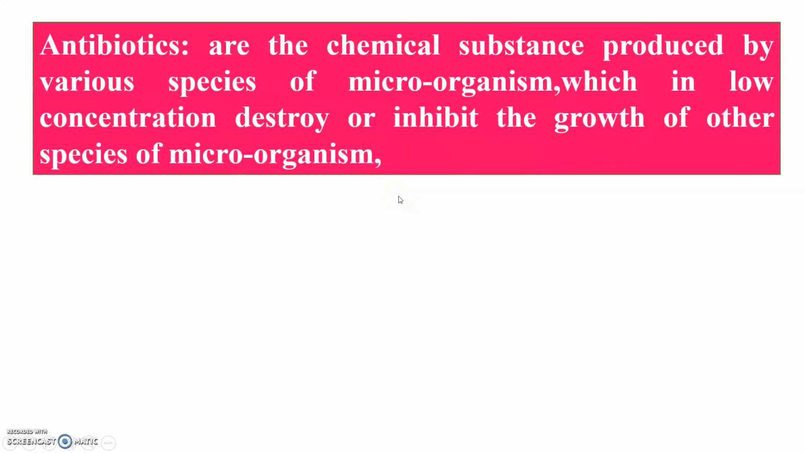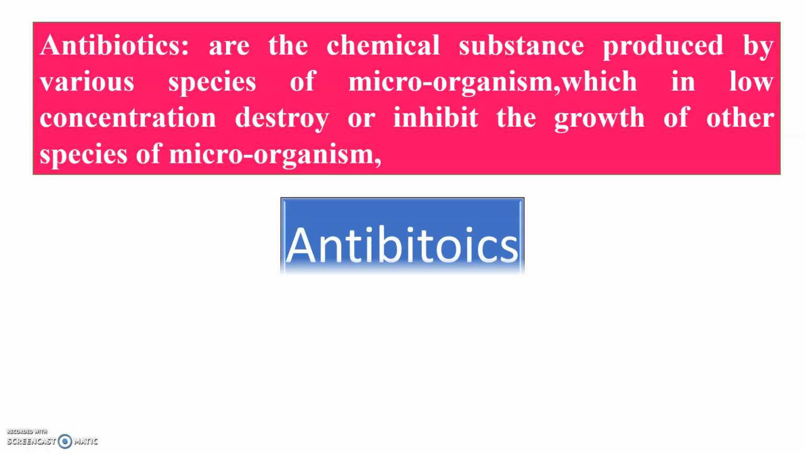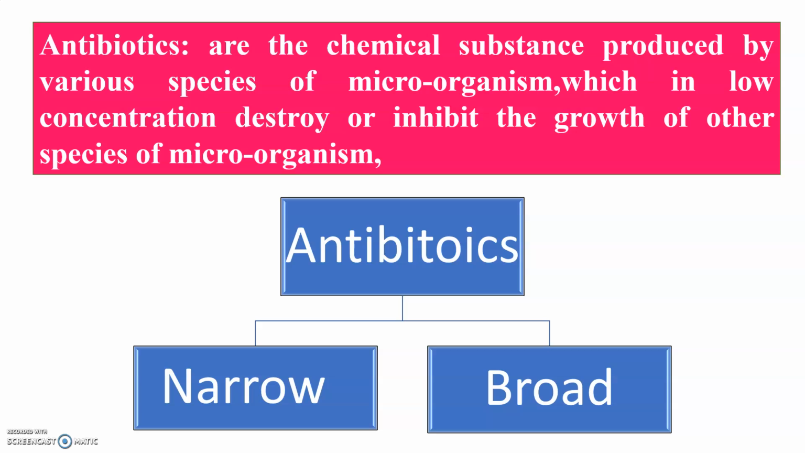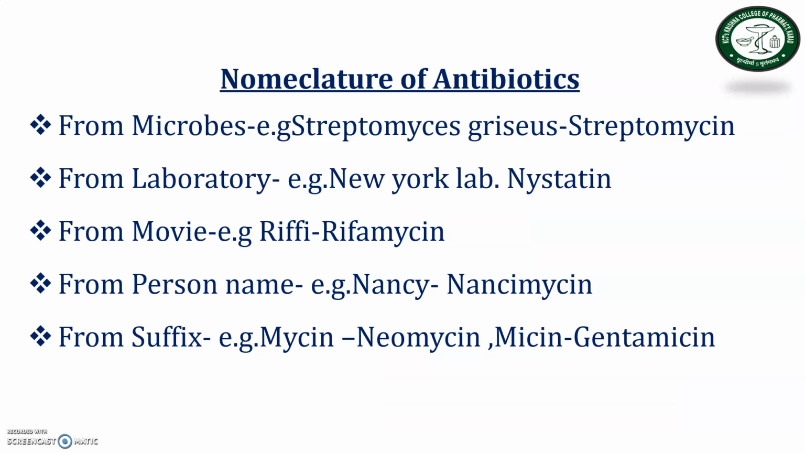So first, what do we mean by antibiotics? Antibiotics are chemical substances produced by various species of microorganisms which, in low concentration, destroy or inhibit the growth of other species of microorganisms. The definition is very simple. It is produced by various organisms and destroys or inhibits the growth of other species of microorganisms. There are two types of antibiotics: one is narrow spectrum and the other is broad spectrum antibiotics.